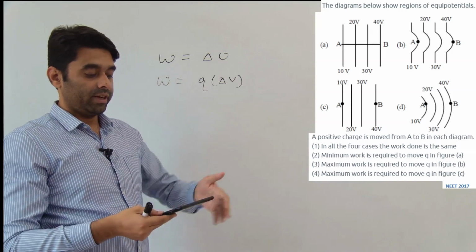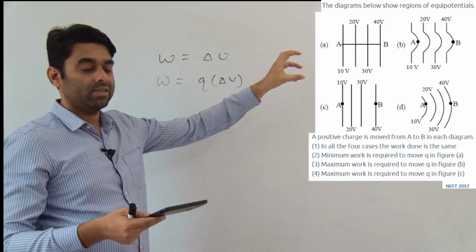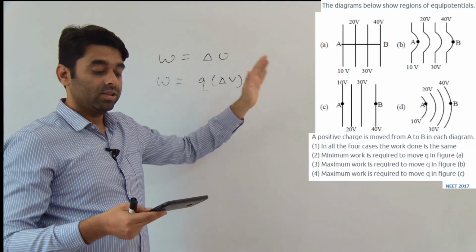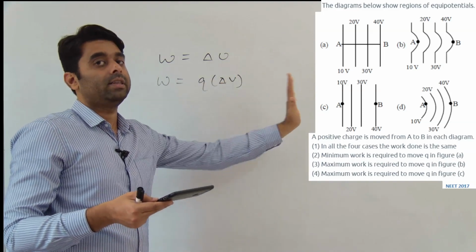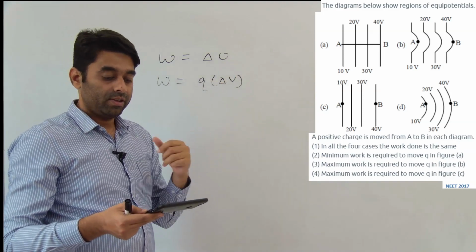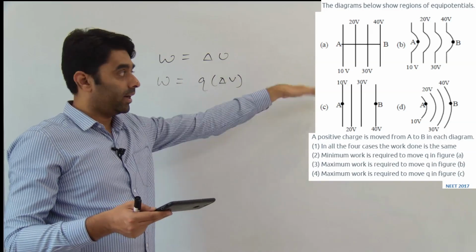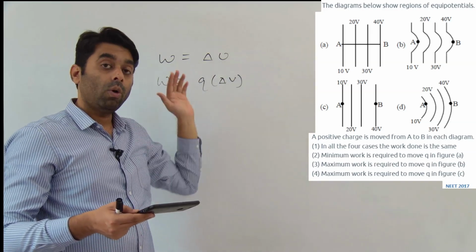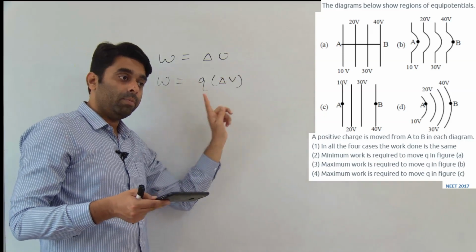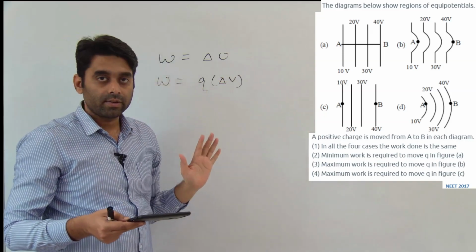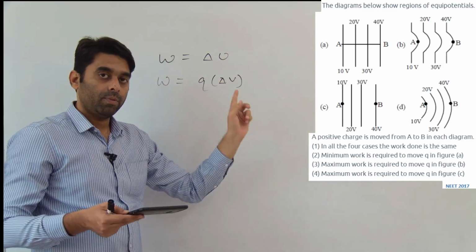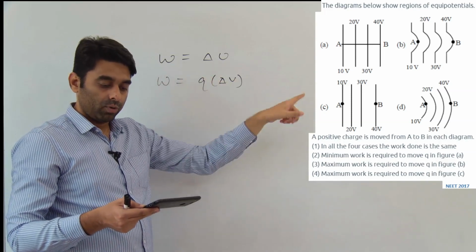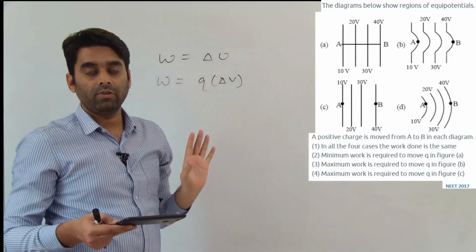In the first one it is planar, in the second one it is curved and straight line, in the third one again it is planar but the separation is different, and in the fourth one it is of a spherical nature. Now in all of them, the potentials at point A and point B are the same. At point A in each one the potential is 10 volt, at point B in each one the potential is 40 volt.